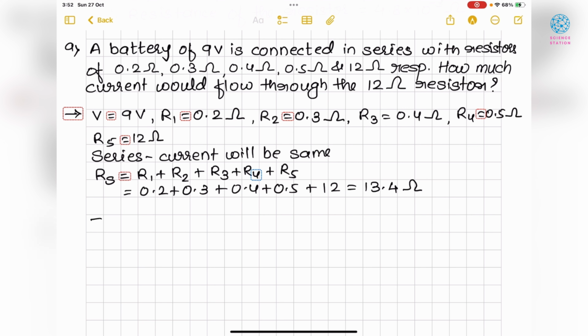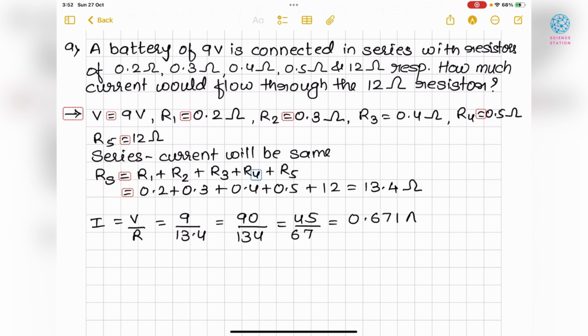So now I equal to V by R. So here it will be equal to 9 by 13.4. So that will be 90 by 134. So if I cut with 2, 45 upon 67. So if I divide it, finally I will get 0.671 ampere.